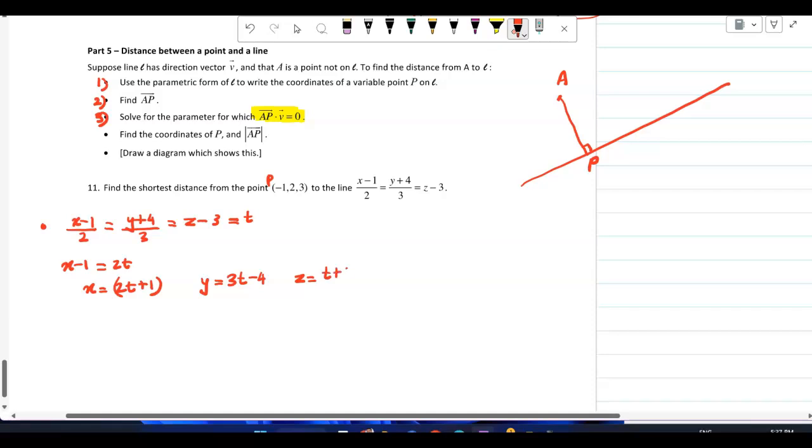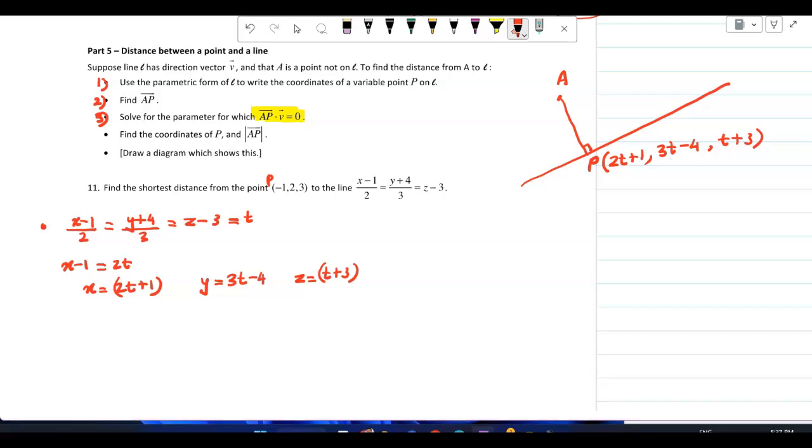So we want to find a t corresponding to point P. You assume this point to be 2t plus 1, 3t minus 4, t plus 3. You assume the point P in terms of a parameter. That's your first step. So use the parametric form of the line to write the coordinates of a variable point. Why is it a variable? Because as your t changes, the location of point P will change.